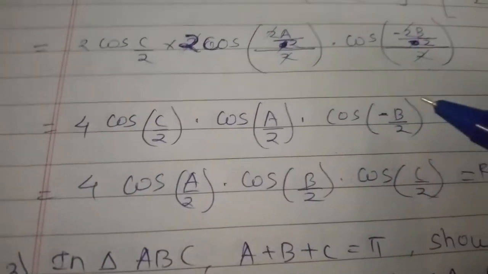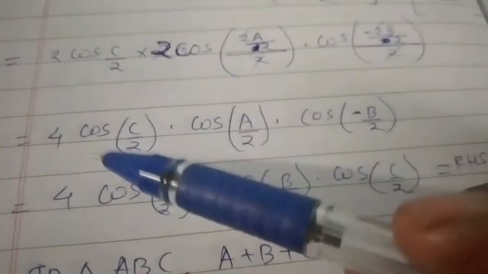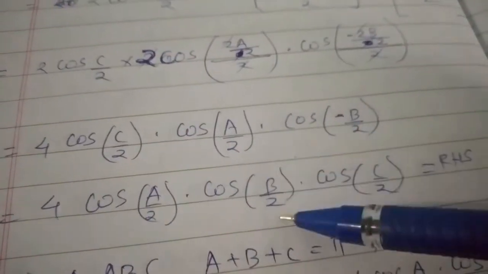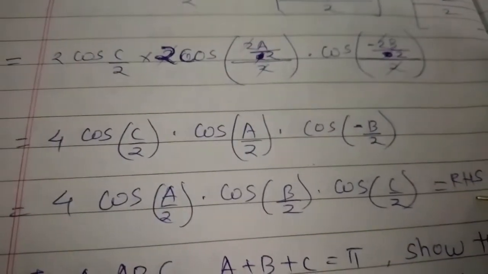And you know the cosine of a negative angle is always positive. So 4 cos(a/2) cos(b/2) cos(c/2). That is nothing but the RHS.